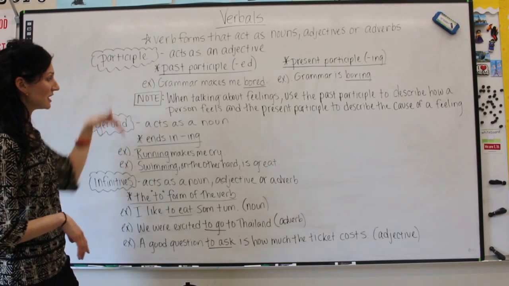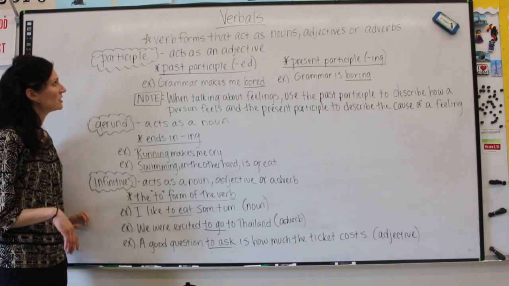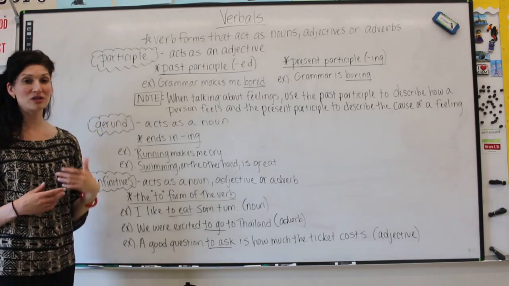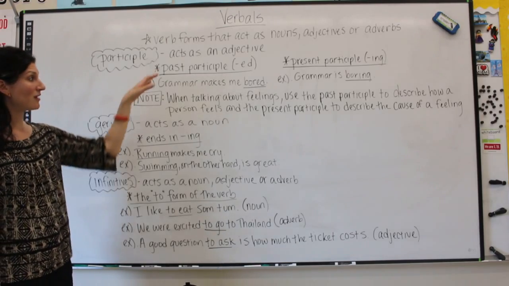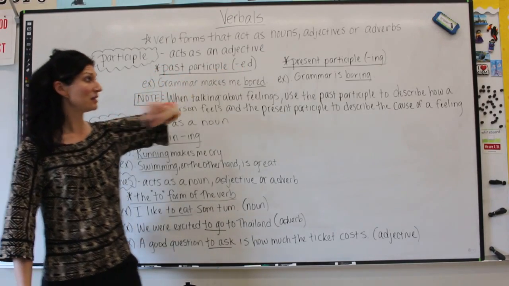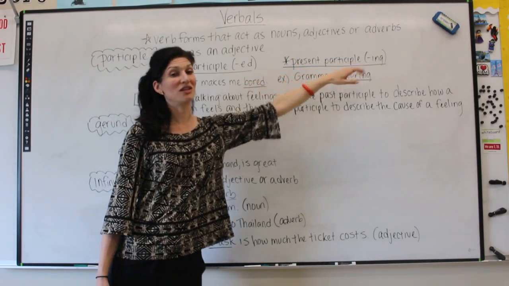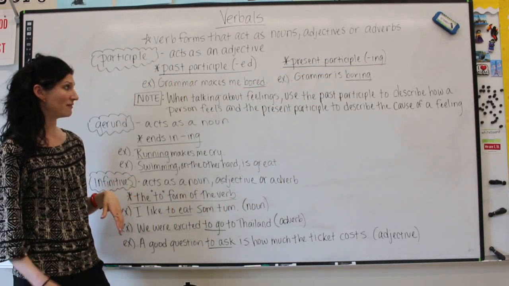We have three different types of verbals. We have participles, gerunds, and infinitives. So let's talk about participles. Participles are basically just verb forms that act as adjectives. We have two types of participles, past participle, which usually ends in ed, and the present participle, which ends in ing. So let's take a look at the examples that we have here.